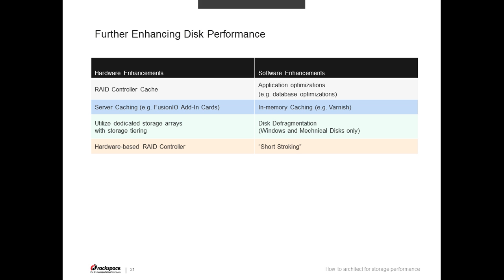Now, a few hardware enhancements include using hardware-based RAID instead of software-based RAID. Similarly, using RAID caching can also yield quite good performance improvements. Caching using SSDs and Fusion I/O cards can also yield quite good improvements as well. Software enhancements include optimizing the application code and database queries to minimize disk operations, or using in-memory caching applications such as Varnish or Memcache.